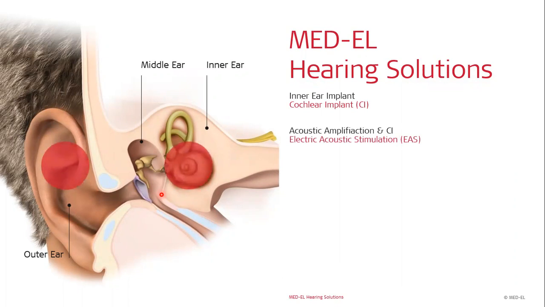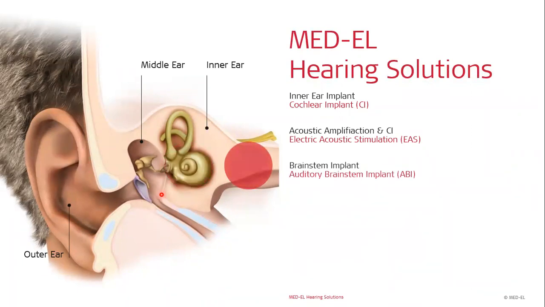We also have the EAS, or electric acoustic stimulation, and it's a combination between a hearing aid and a cochlear implant. It's made especially for some special cases where the patient has some residual hearing in low frequencies. So the system will provide acoustic amplification for the low frequencies in addition to electrical stimulation in the high frequencies.